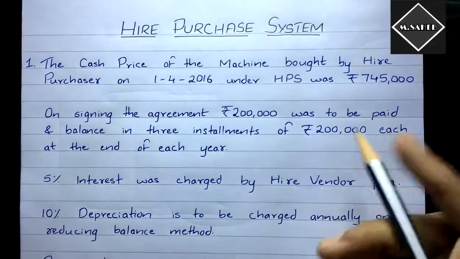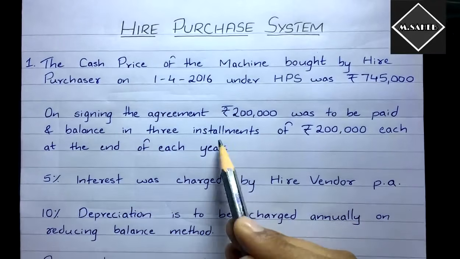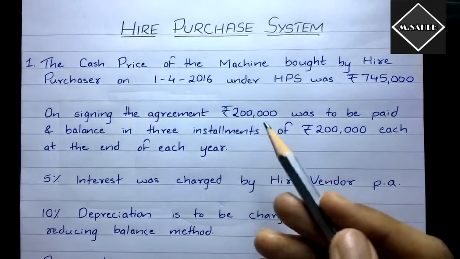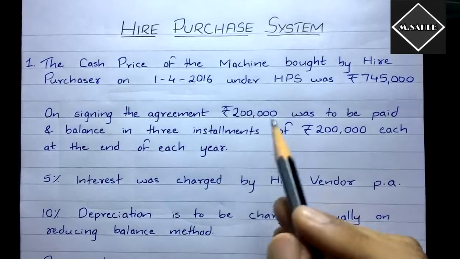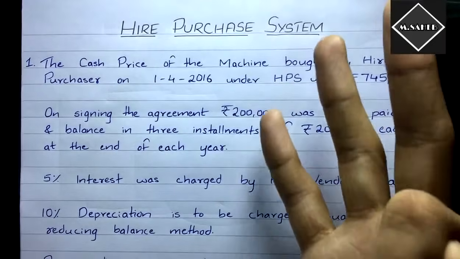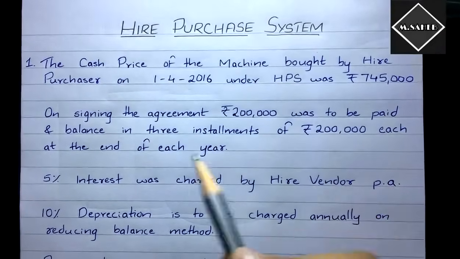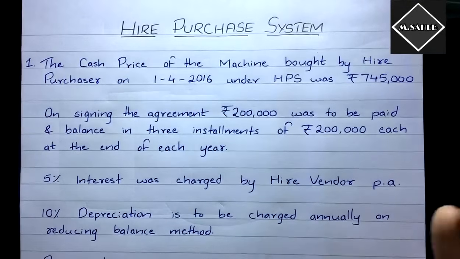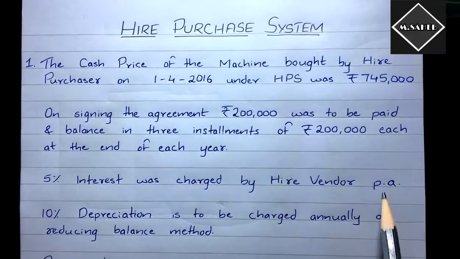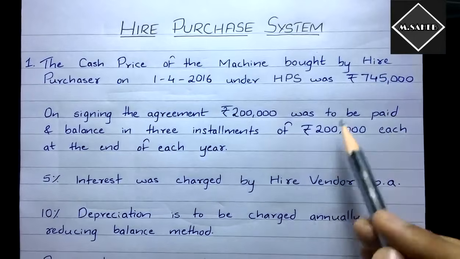So this is down payment, and then they have said and balance in 3 installments of rupees 2 lakh each at the end of each year. Now after paying this down payment, whatever outstanding is left, that would be paid in 3 installments. 3 installments annually every year of rupees 2 lakh each at the end of each year. Then they have also given us the interest rate. 5% interest was charged by hire vendor per annum.